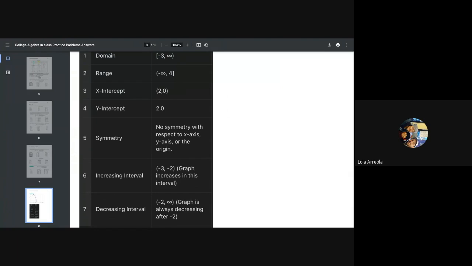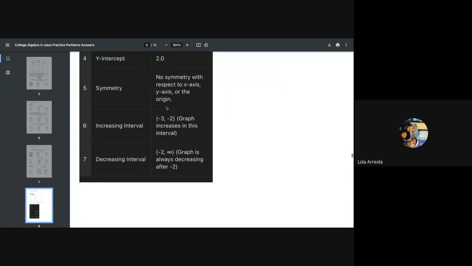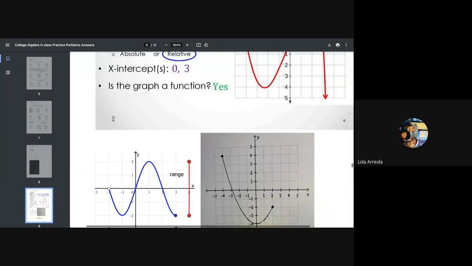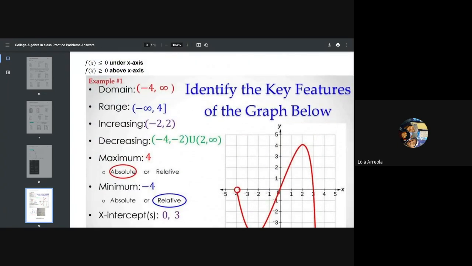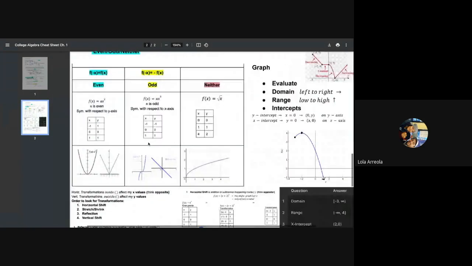Okay, what else is the question asking for? Symmetry. Okay, I already answered it. There's no symmetry with respect to x, y, or the origin. Okay, the reason I say that about the symmetry, well, what values are, let me look at the cheat sheet. Let me share that real quick. Okay, these are actually symmetric.